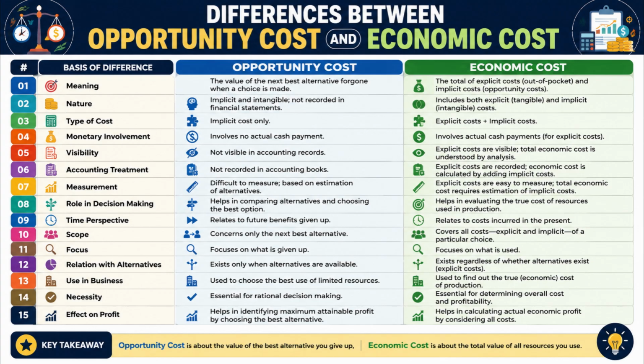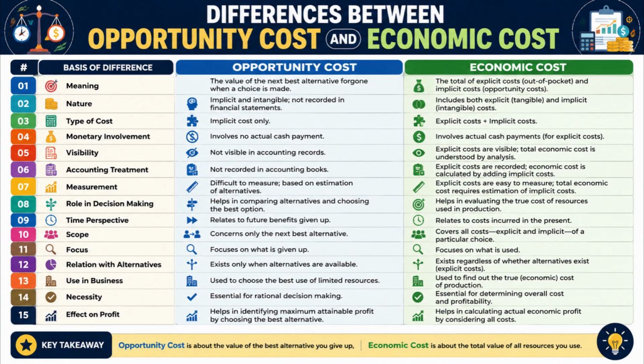Number 11. Opportunity cost focuses on what is sacrificed, whereas economic cost focuses on what is used or consumed. Number 12. Opportunity cost exists only when alternative choices are available, whereas economic cost exists regardless of whether alternatives are considered. Number 13. Opportunity cost is used to determine the best allocation of scarce resources, whereas economic cost is used to determine the true cost of production and operations.